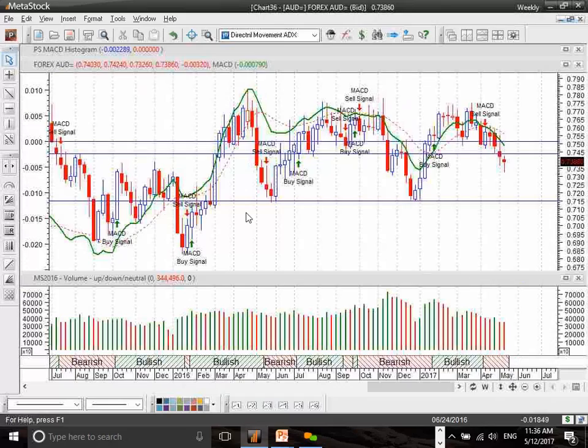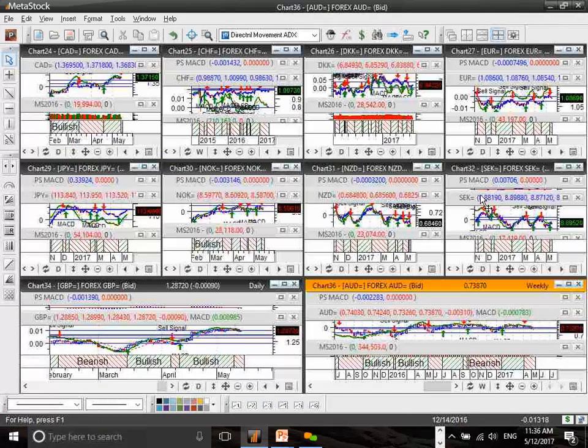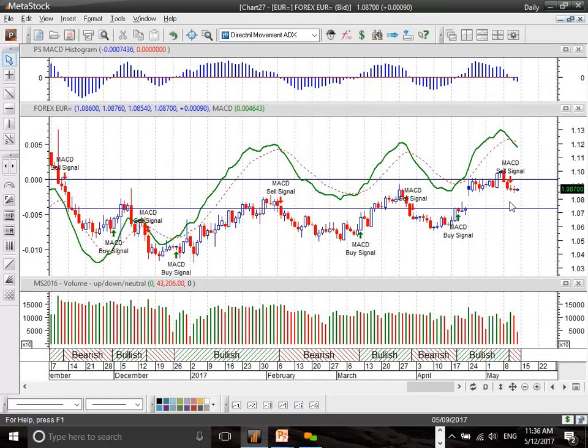And I think we did cover the Australian dollar, US dollar, but certainly the euro is interesting, pulling back a little bit there, and sterling also interesting. We've had MACD sell signals on both those currency pairs.